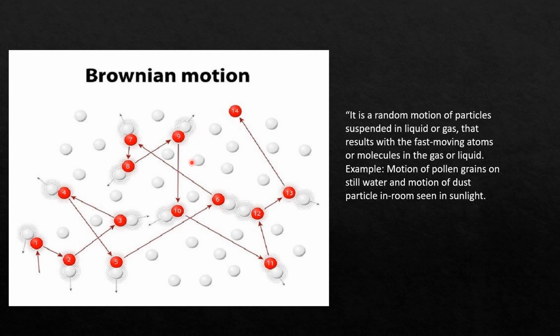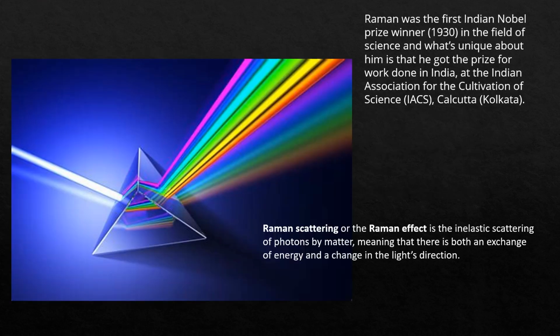Brownian motion. It is a random motion of particles suspended in a liquid or gas that results from fast moving atoms or molecules in the gas or liquid. Okay. See, these are the motions or movement of the pollen grains in the water as well as the dust particles in the air in the room. They continuously move. Let us see the Raman effect. When a light is passed through this, the light particles scatter. So this is called as Raman effect.